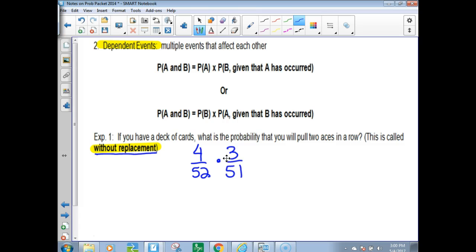Now, use your calculator to get this reduced. I think it's 1 in 221. You know you can multiply those and then hit math enter, right? I just reduced them and then multiplied. But it doesn't matter. 4 divided by 52 times 3 divided by 51, math enter. Should be getting 1 in 221.